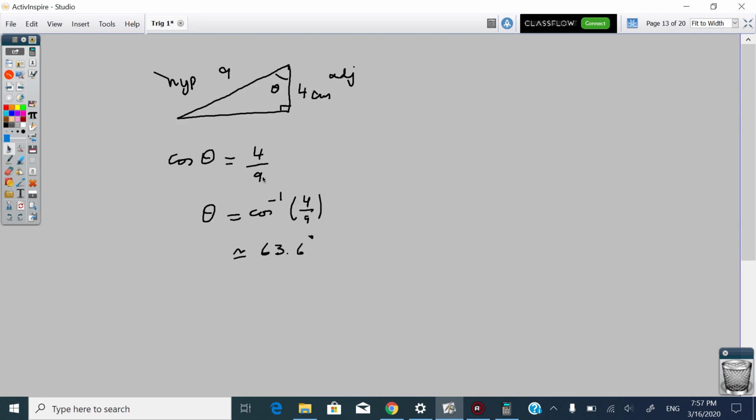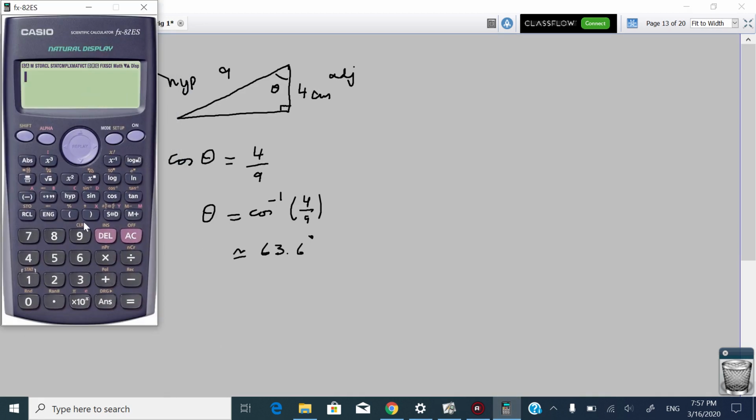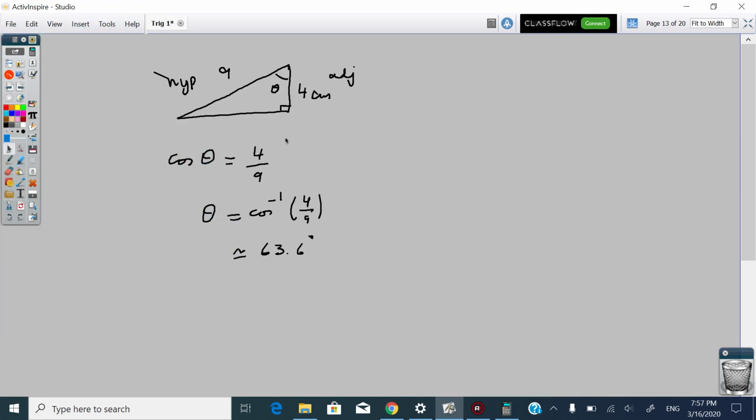And then we take inverse cosine of both sides. We don't need to write the lengthy process here. We can simply move from this statement to theta equals cosine inverse of 4 over 9. And we can check: shift cosine, fraction, 4 over 9, and that equals 63.6 degrees. So this is how we calculate angles.